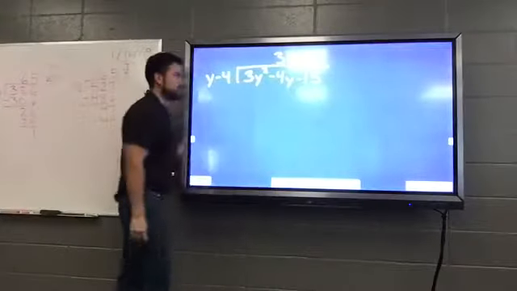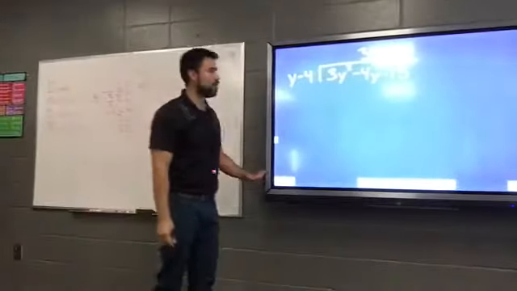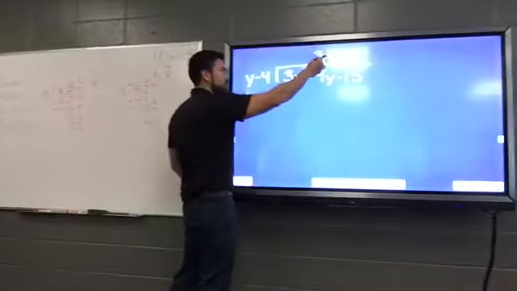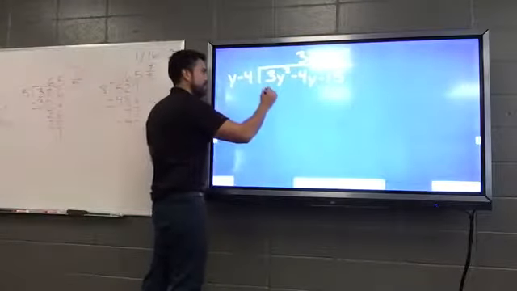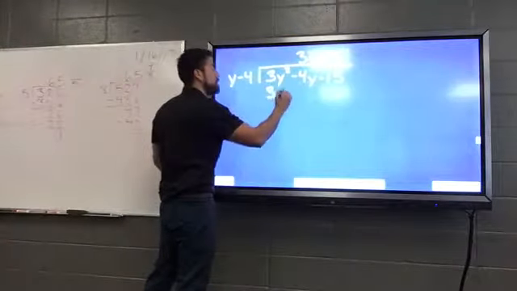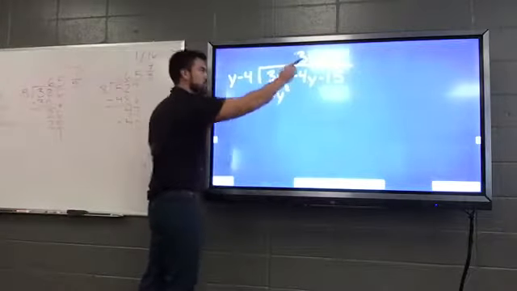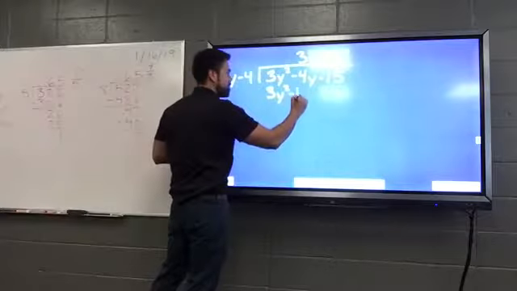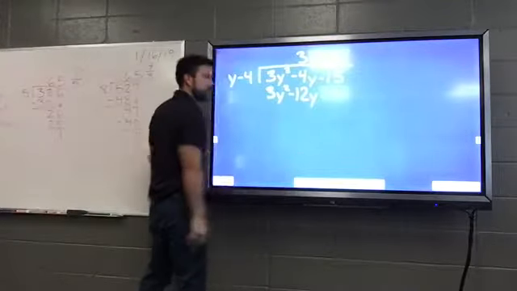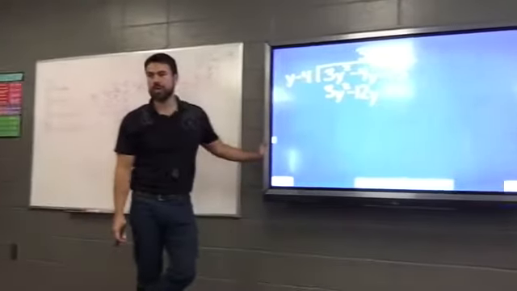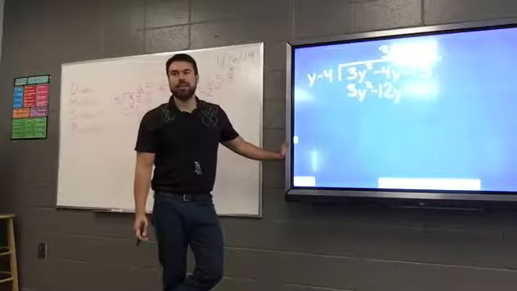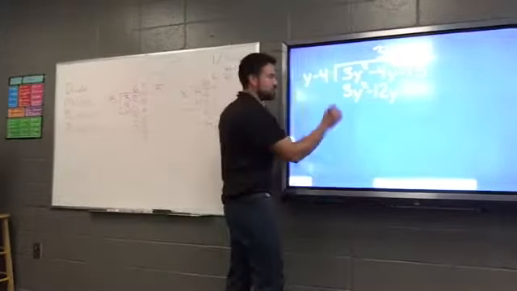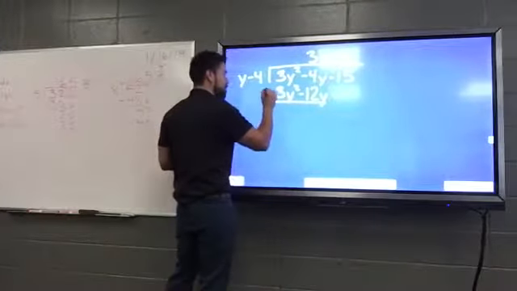3y. Multiply. Second step. What's 3y times y? 3y to the second. What's 3y times negative 4? Negative 12y. That's the multiplication step. What's your third step? Subtract. I'm going to subtract these two, being very careful.